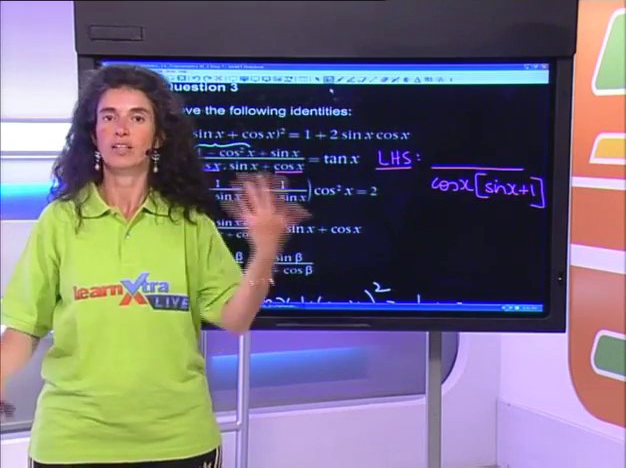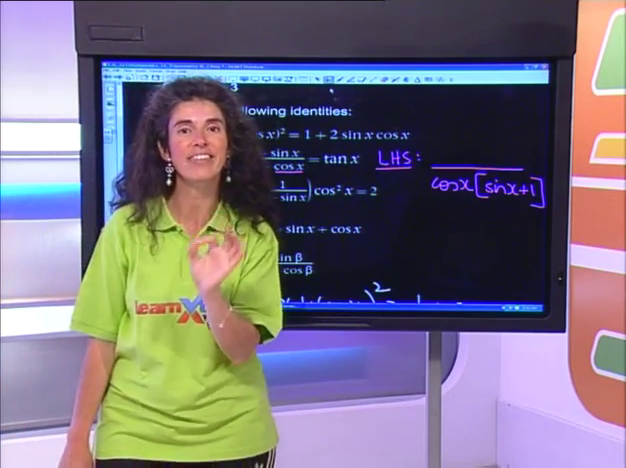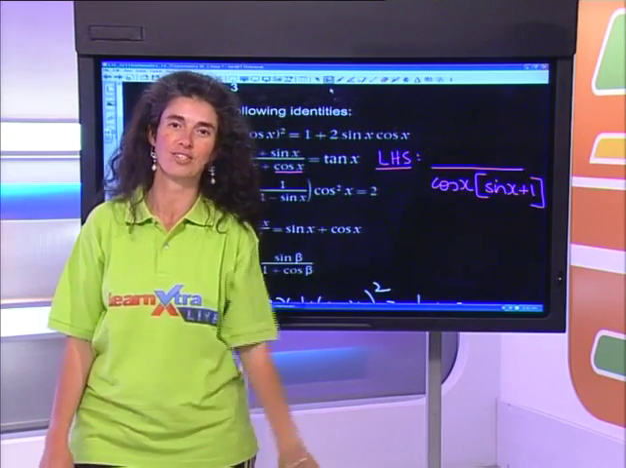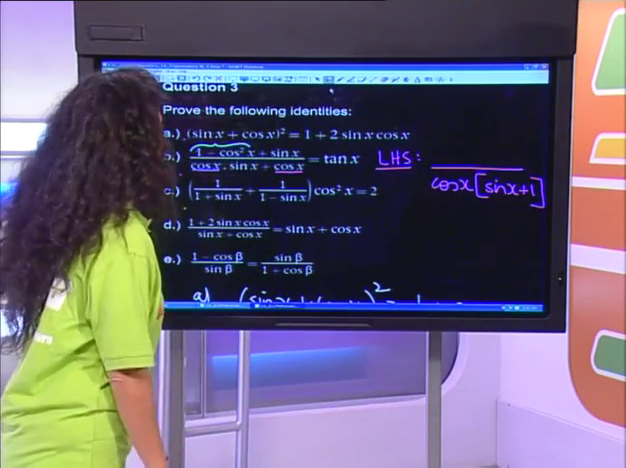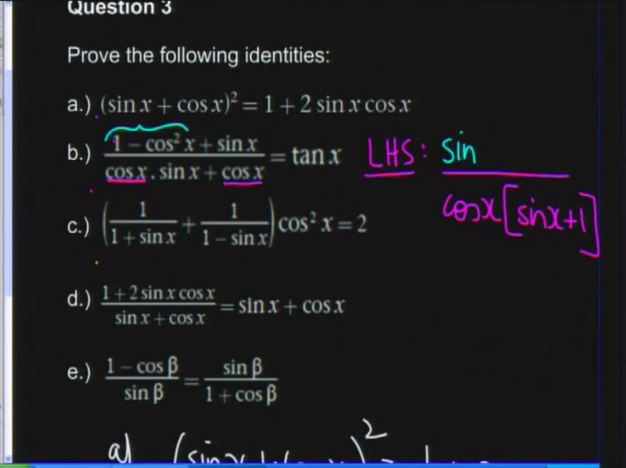1 minus sine squared is cos squared. Be careful that it's the squares, so it's got nothing to do with the linear. Sine x is not equal to 1 minus cos x, but sine squared is equal to 1 minus cos squared. So we now have that that's equal to sine squared x, and we've got this plus sine x.